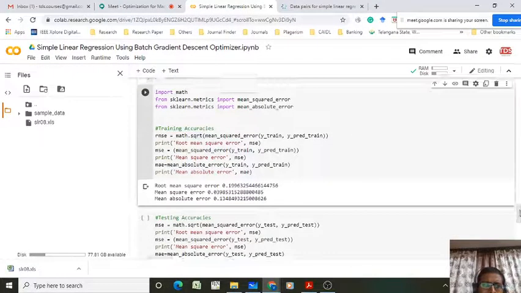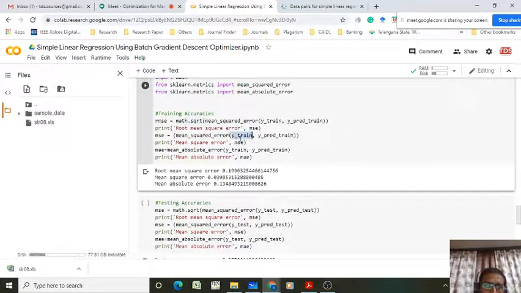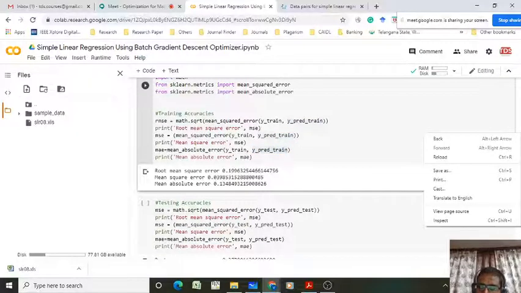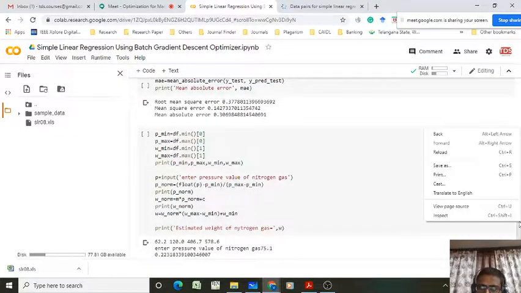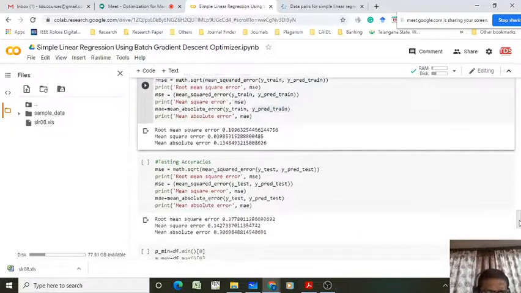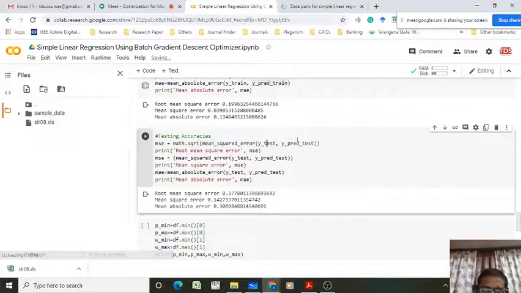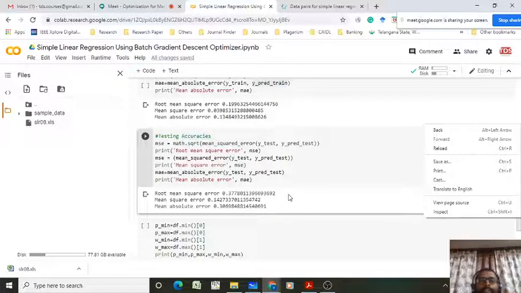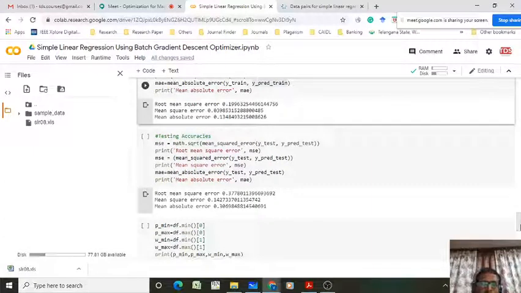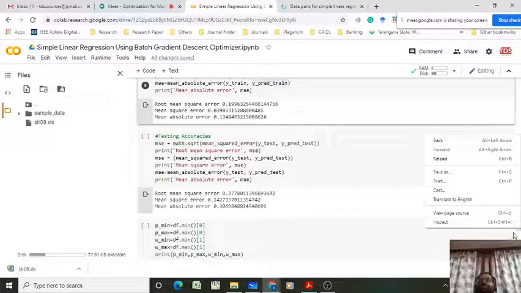Why on the training data set? Because I am passing the training data information. Now the same thing you can do for the testing also: y test, y predicted test. So these two cells will help you to give the error metrics for both the training data set and the testing data set. Fine.